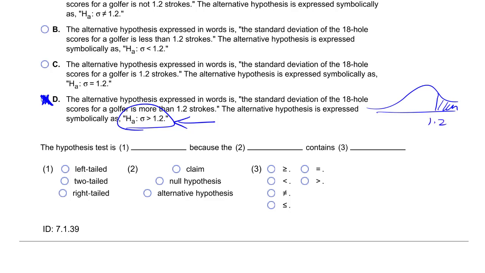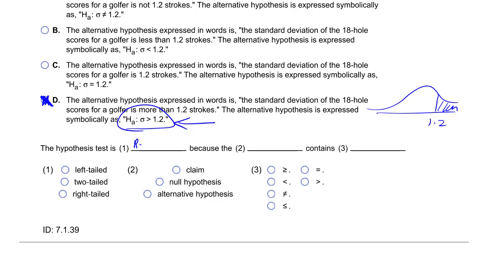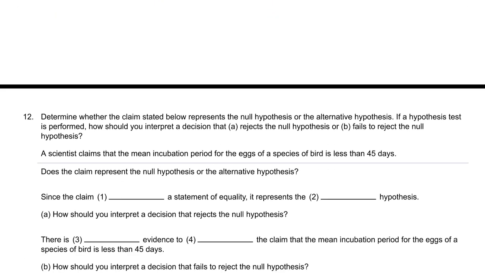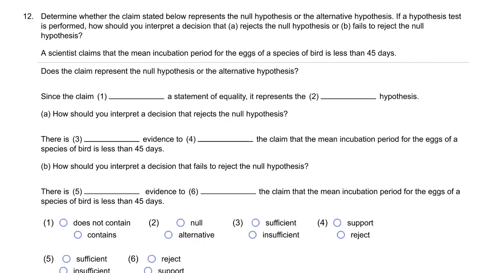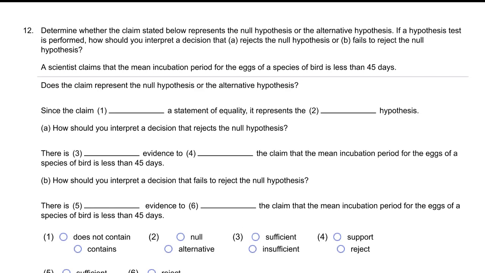I'm going to write it in and then find the answer. Right-tailed, because the alternative hypothesis contains a greater than. So it's a right-tailed alternative. Now, determine the claim stated as null or alternative. How should you interpret a decision? All that, we'll get there.